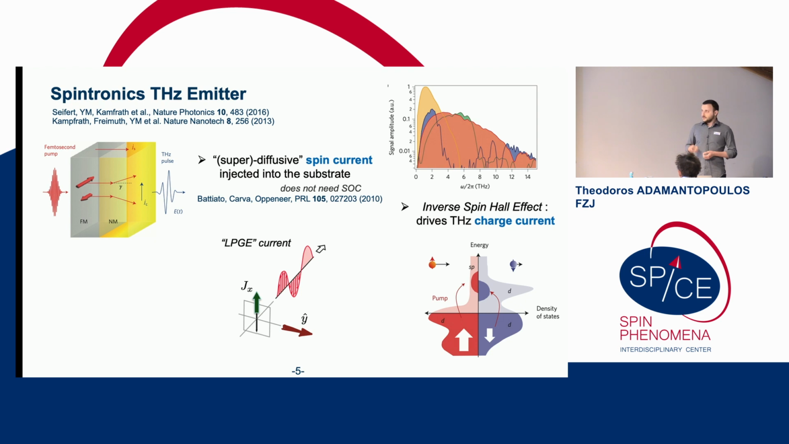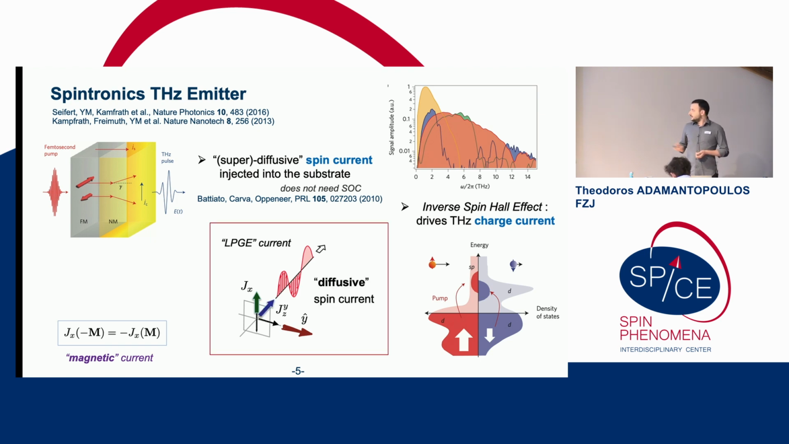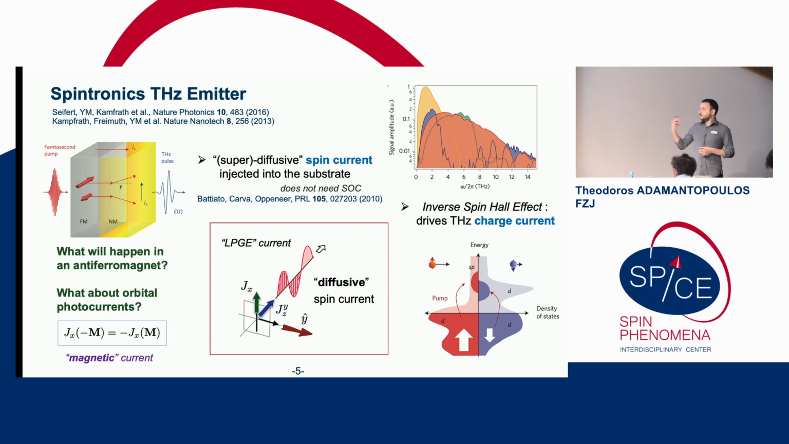The currents that I discussed here are the linear photogalvanic effect currents. We have an in-plane charge current which flows perpendicular to the magnetization. It is a magnetic current in the sense that it is odd in the magnetization. And it is also bound to a so-called diffusive spin current, which flows out of the plane throughout the slab with spin polarization parallel to the magnetization. In the next slides, I will discuss the photocurrents in antiferromagnets and also orbital photocurrents.